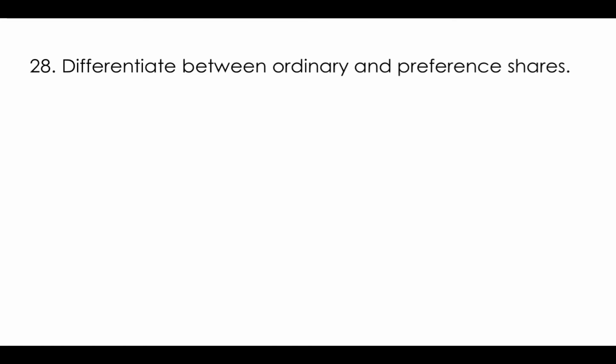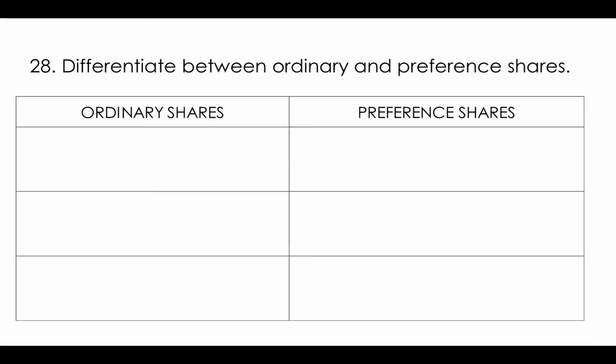So the question we're going to be looking at is number 28, the differences between an ordinary, that's a normal share, and a preference share. A preference share obviously gets preferences, so we're going to throw up a table. We've got ordinary and we have preference shares over here. We want to see why we should choose one over the other. That's why we ask you to differentiate. What are the differences? What is different between this share and that share? Why should I choose one over the other?